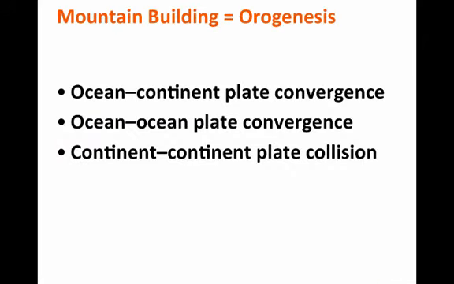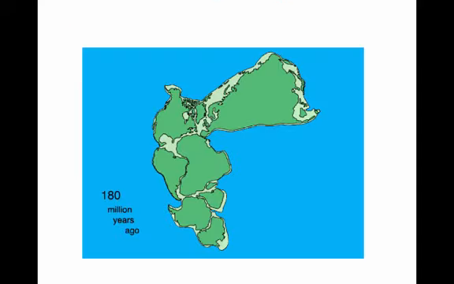So this is how you can build mountains. You have an ocean-continent plate convergence, and there is some deformation going on at the fringes. The same with ocean-ocean plate convergence, but the really big mountains are forming due to continent-continent plate collision, not just convergence, but collision, because you don't have a subduction zone involved. Continental plates are relatively light, and they do not usually get subducted into the mantle, so they are colliding on top of the mantle and form huge mountain ranges.